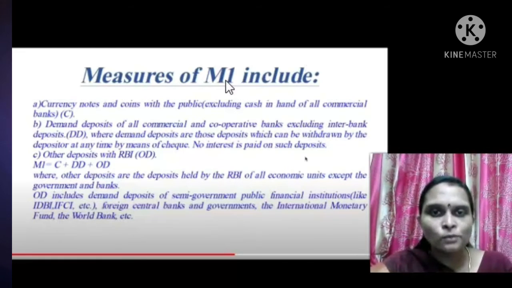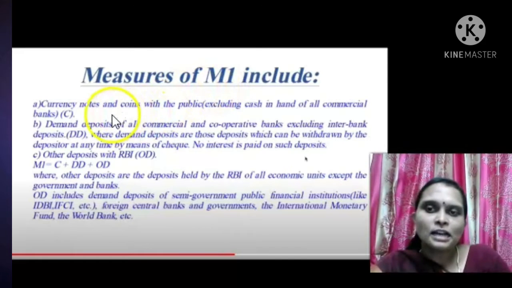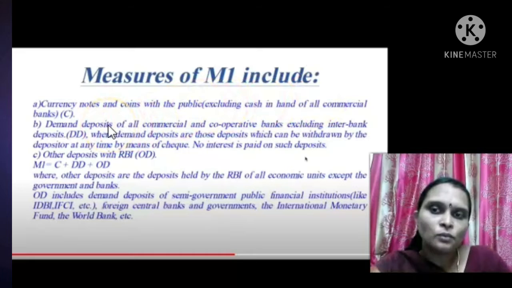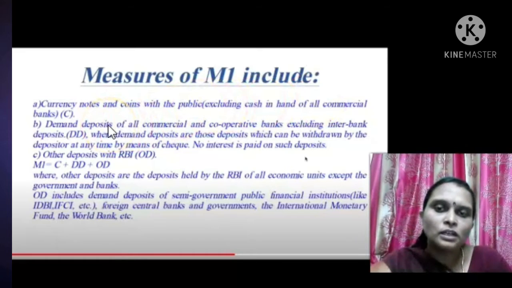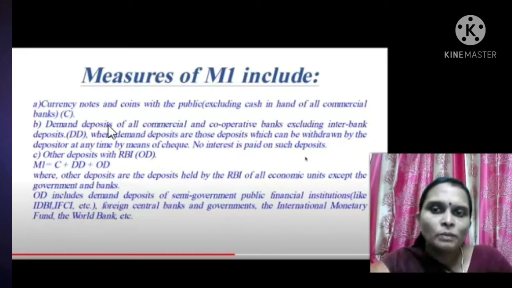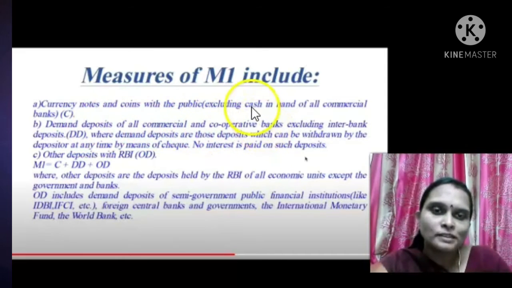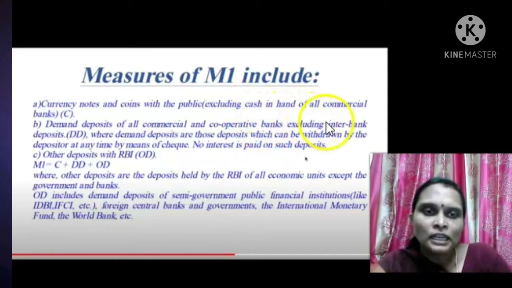So first M1. Measures of M1 include currency notes and coins with the public, excluding cash in hand of all commercial banks. So the currency that is held with the public is known as currency notes and coins held with the public. B part, the demand deposits of all commercial banks and cooperative banks, excluding interbank deposits, that is DD.